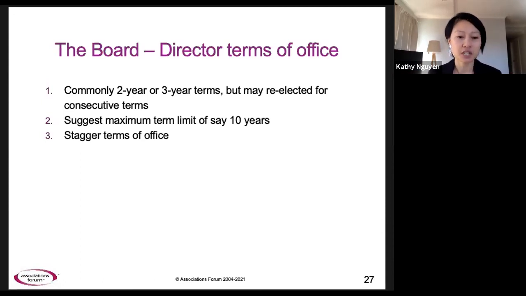And we also suggest, where possible, to stagger the terms of office. So what we mean by that is the Senate style election. So if it's 2-year terms and you have a board of 8, every year 4 directors would retire and renominate. And so you have annual elections, but only half the board would spill every year. Okay.